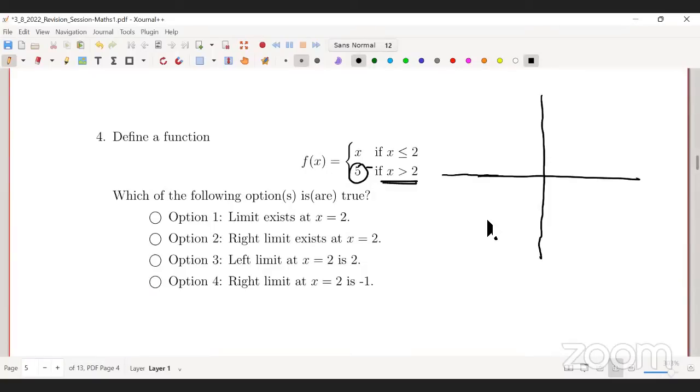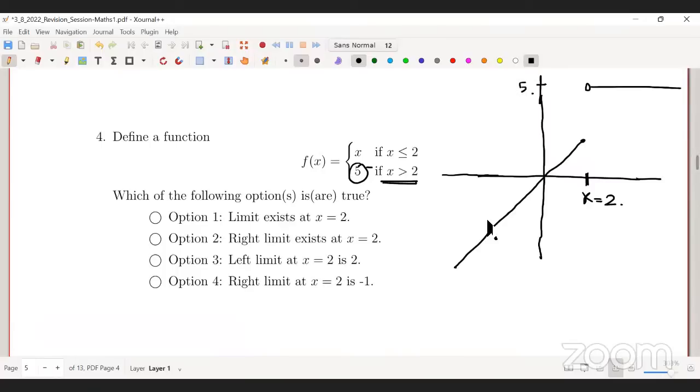So if x is less than or equal to 2, then the value of the function is x. And if x is greater than 2, it is 5, constant. So this point is not included. It will be something like this.